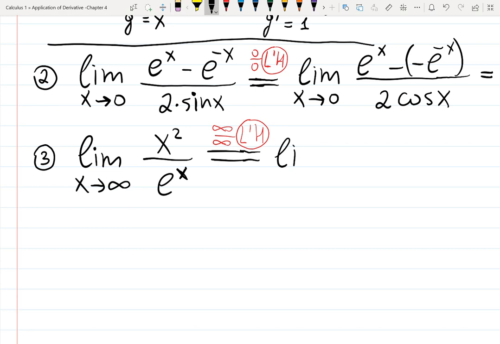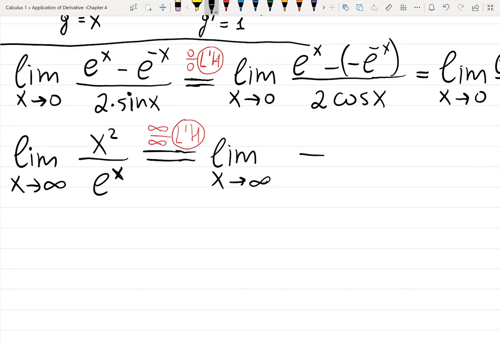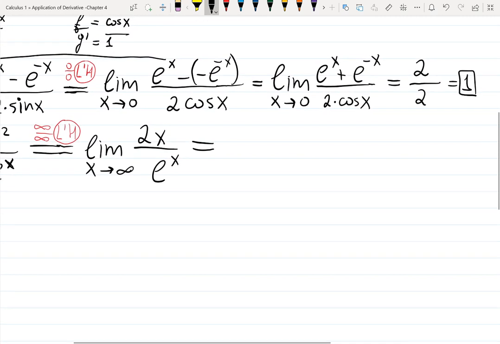But we can actually find this result using L'Hopital's rule. I will differentiate the top, it becomes 2x. And the bottom is still e to the x, because the derivative of e to the x is e to the x. Let's check if this helped. When I plug in infinity, or x approaches infinity, 2x still approaches infinity, and the denominator did not even change, so it's still an infinity over infinity case.